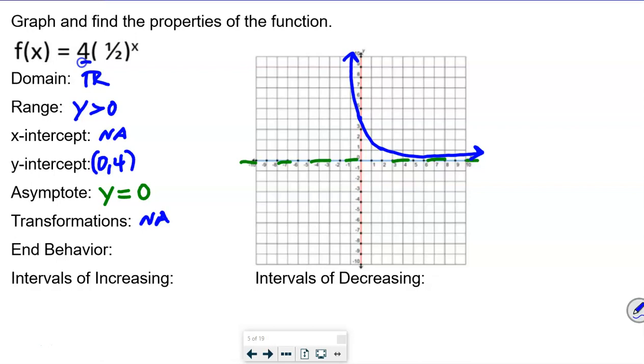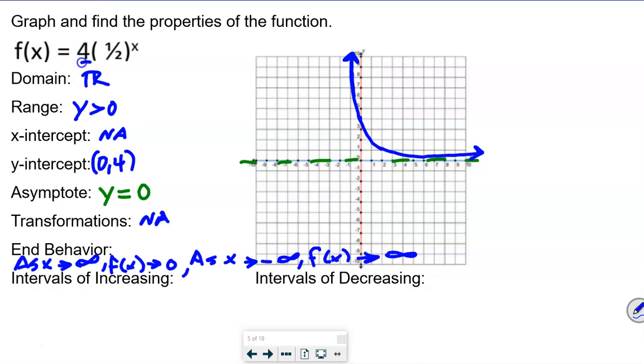Now our end behaviors. As x approaches infinity, so as I go right on this graph, what is the graph approaching? F of x approaches 0, doesn't it? Yes. And as x approaches negative infinity, as I go left on this graph, as I go this way, where's the graph headed? Yes, towards infinity. F of x approaches infinity, okay?